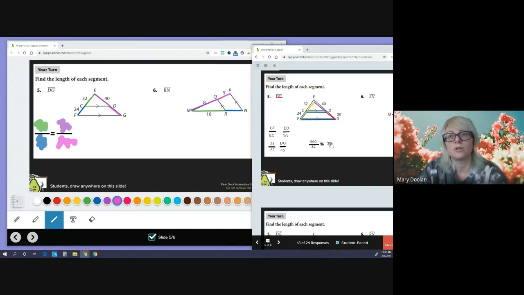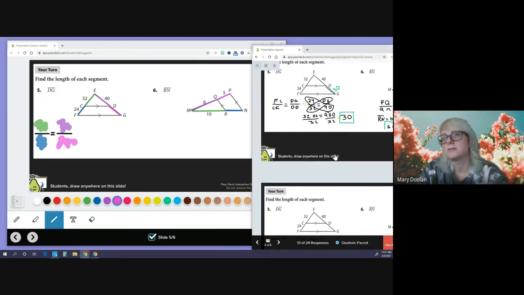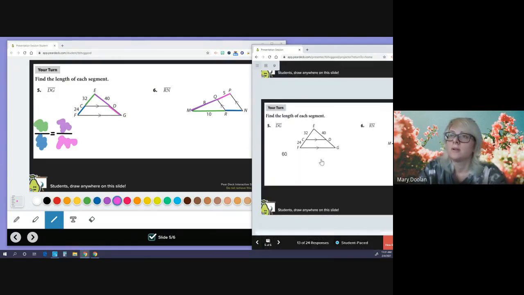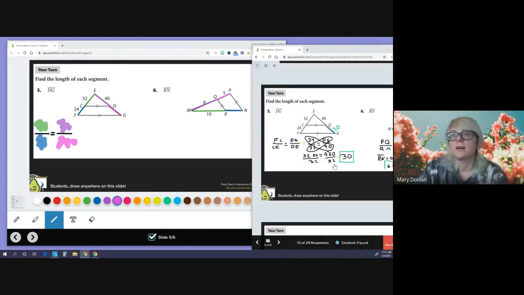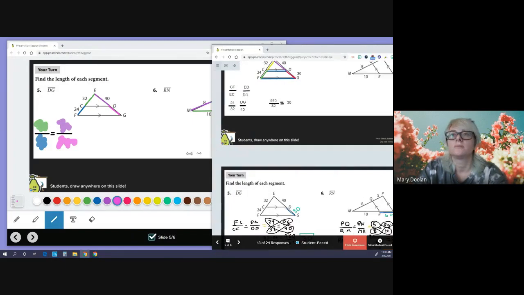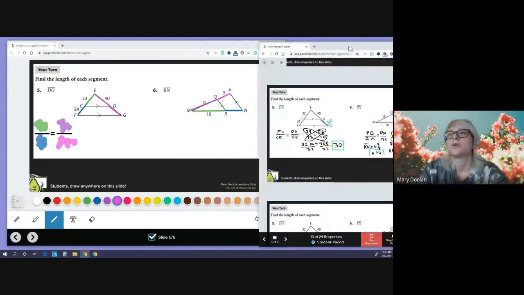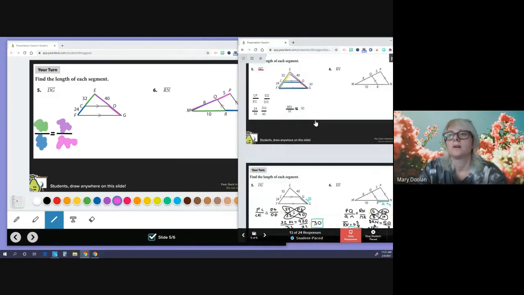This is the correct work here. Okay. 30. Ooh, look at that, cross multiplication. My favorite. And they did the same thing. They put 24 to 32 is 40 to DG. So you would flip both sides if you're thinking of it that way. So yeah, I really like these two responses. Oh, it's not letting me show them both at once. So we're going to go with these two, which are great for the first two.